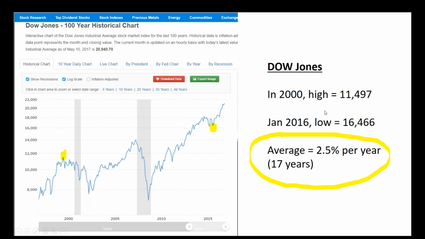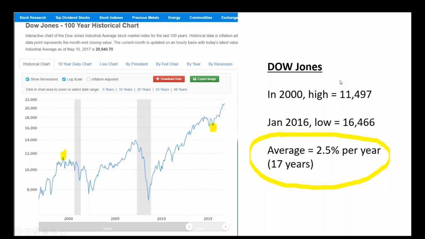I'm not sure why that high-low is there. So in 2000, it was at 11,000. In 2016, it was at 16,000. So that means over 17 years, it averaged 2.5%. Does that put it ahead or behind inflation? I want a bunch of answers on this. Yeah, I'd say behind to equal to. More likely behind.